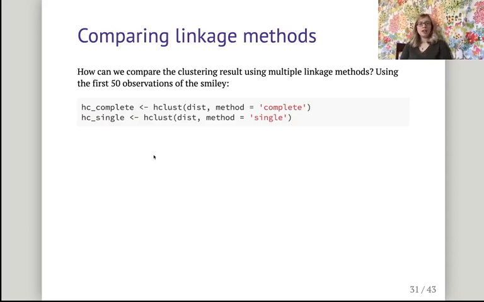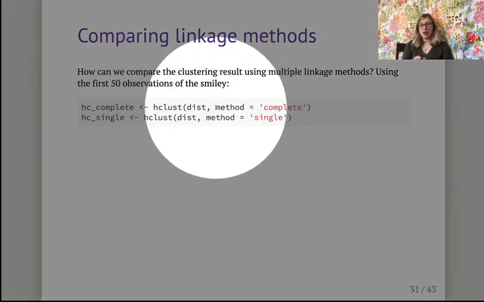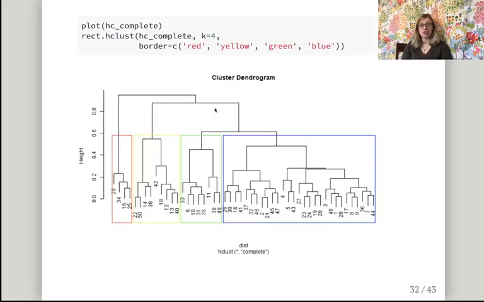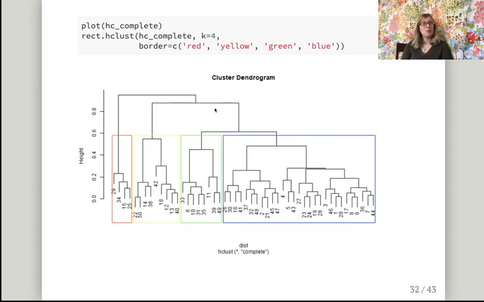So let's say we want to compare the clustering result using multiple linkage methods. I'm going to use the first 50 observations of the smiley to do this. I'll specify 2 methods. I'll do hierarchical clustering with complete linkage and with single linkage. Here's what this looks like with complete linkage. Here's what this looks like with single linkage. So if you notice, these clusters look pretty different.